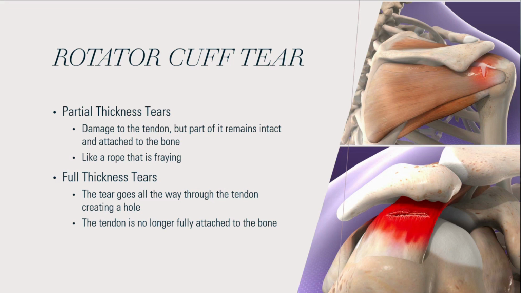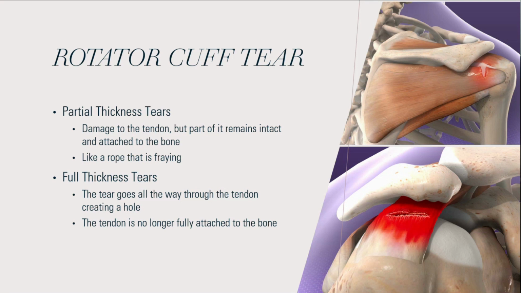Tears can be described as either partial thickness or full thickness tears. Partial thickness tears are diagnosed when there's damage to some of the layers of the tendon, but some layers remain intact. So think of it as a rope that's fraying. Part of the rope is still intact, but parts of it are wearing and tearing away. An example of that would be the picture down on the bottom right. You can see that part of that tendon across the top there is fraying, but it's not a tear that goes all the way through the full thickness of the tendon.